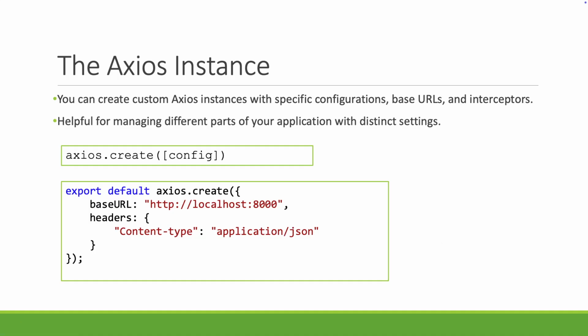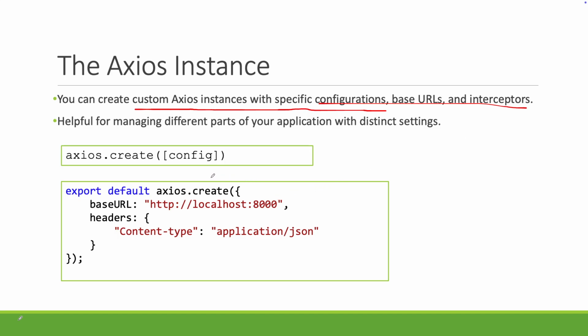Now, let's start refactoring, okay? In Axios, we can create a custom Axios instance with specific configurations, like base URLs, interceptors, okay? It can help manage different parts of our application with distinct settings. How to do it is Axios.create. You can give configurations for all the things you want to configure, okay?